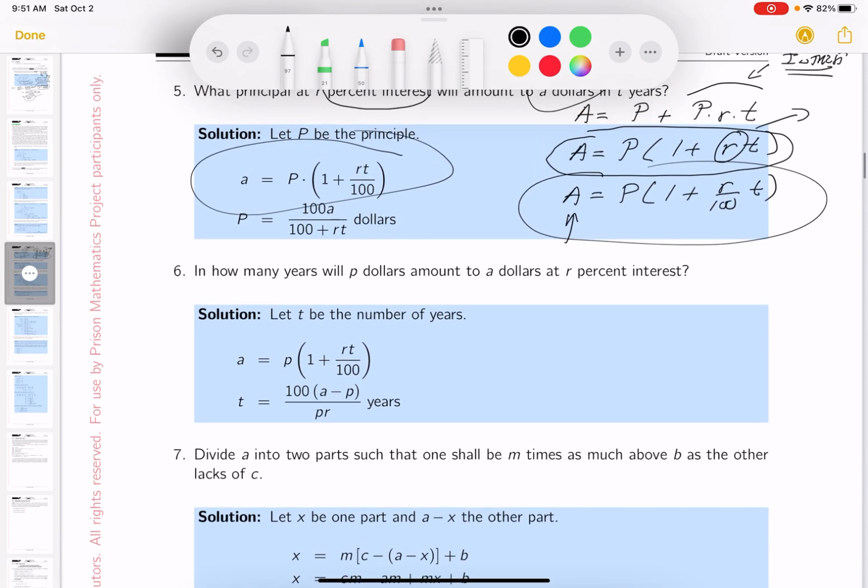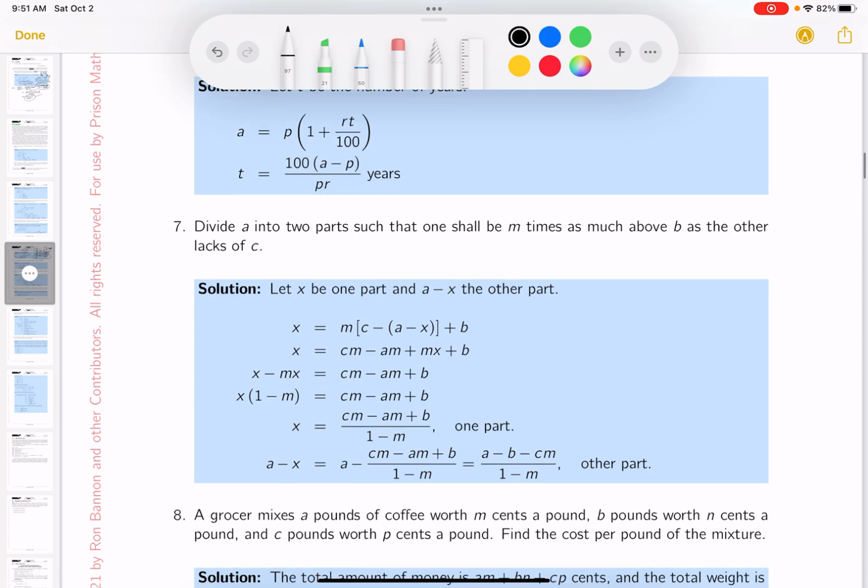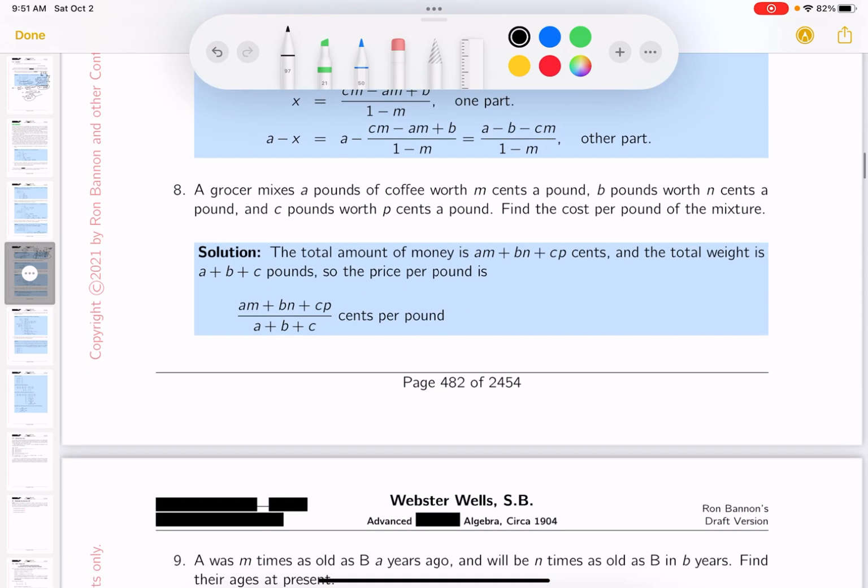Again, number 6 is related to number 5. Number 7 is dividing into parts. This one's a mixture problem. And mixture problems are really kind of standard procedure for algebra students. And they're kind of like simple mixture problems.